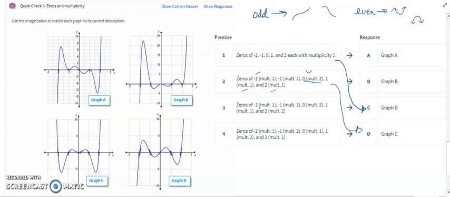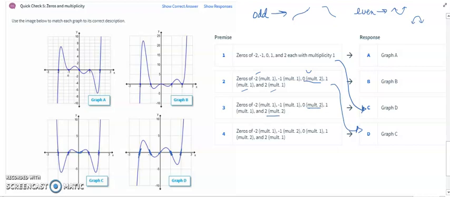Then the zero of -2 with a multiplicity of 1. -1 has a multiplicity of 1. 0 has a multiplicity of 2. 1 has a multiplicity 1. And 2 has a multiplicity 2. So it has 2 bounce points, specifically at 0 and at 2.